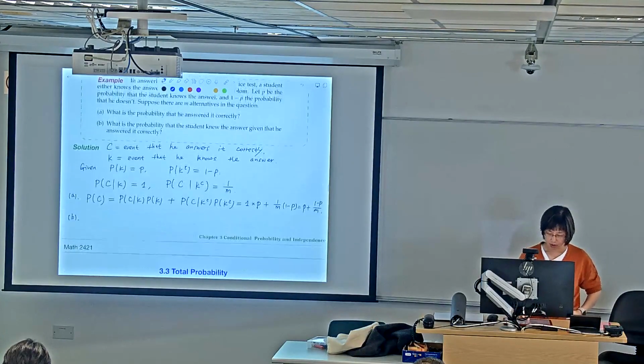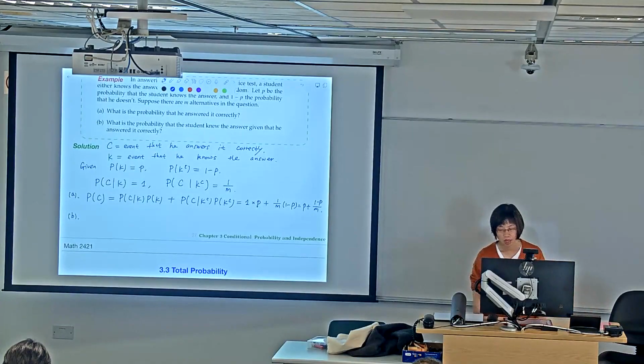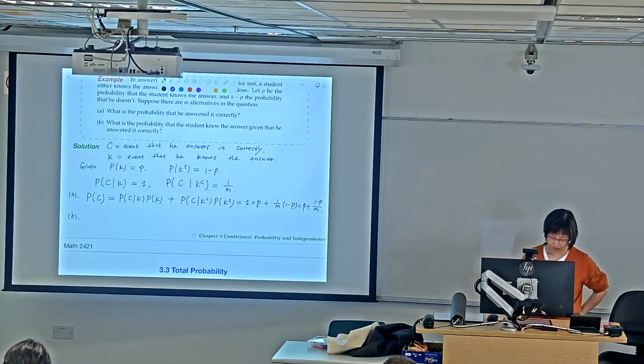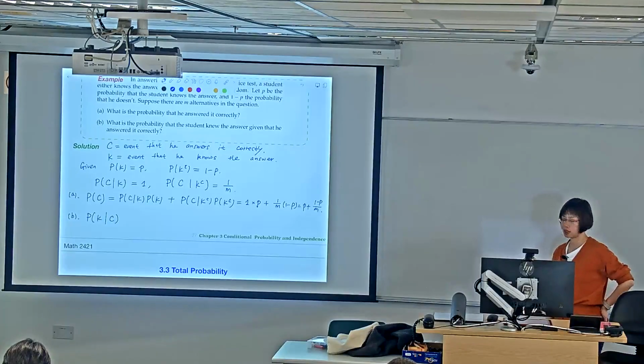And the second part is: what is the probability that the student knew the answer given that he answered it correctly? So let's first write this down. The probability that he knows the answer, so the probability of K conditioning on he answered correctly. So we want to find the probability of K conditioning on C.